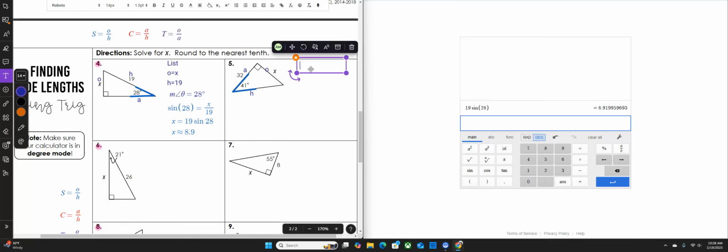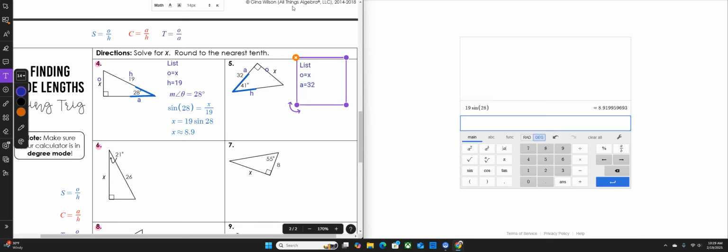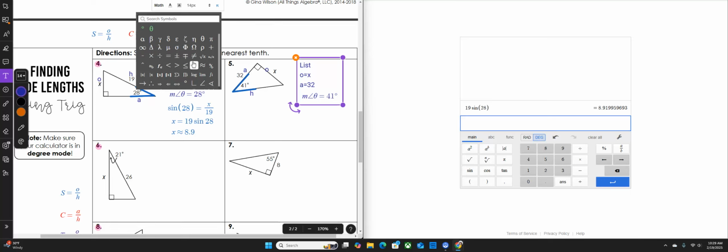I'm going to go ahead and make a list. So I know that O is my unknown, A is 32, and the measure of angle theta is going to be 41 degrees. Again, you'll notice I do type these things, but they are available in the symbol palette, which is right here where the pi symbol is. You click on it, you can get any of the symbols, including approximately, degree, theta, all of them are here. Angle is down here.